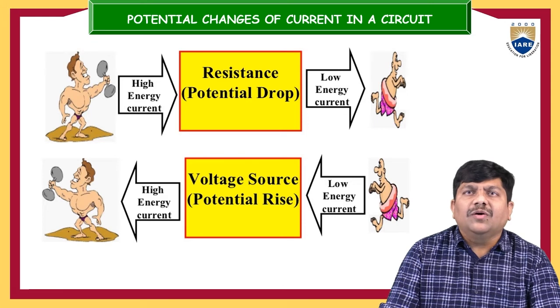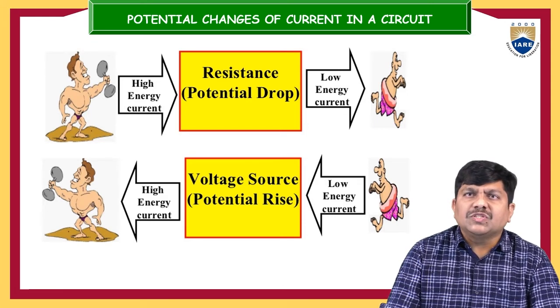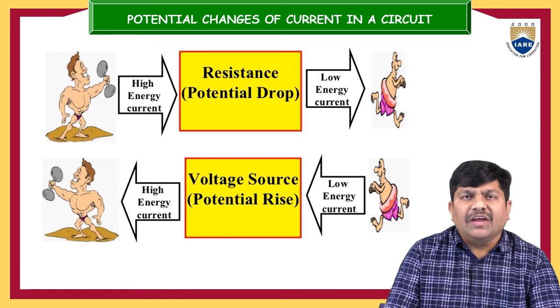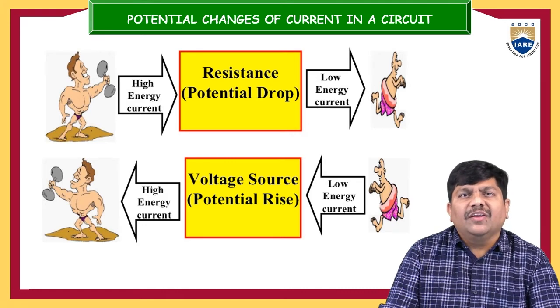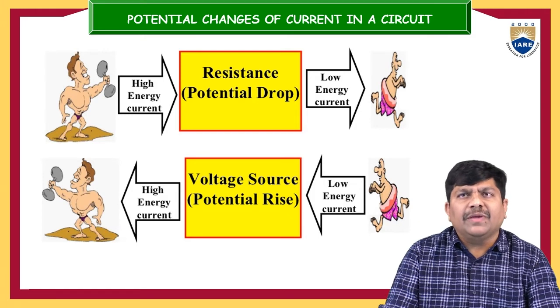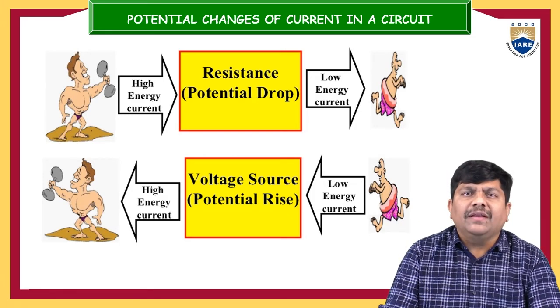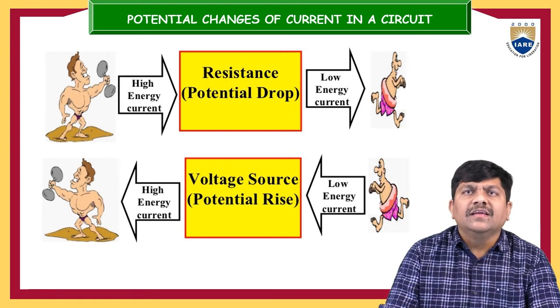Because of the collisions among the free charge particles, there will be a drop in the voltage. The same thing can be seen with the help of this PPT: whenever high energy current is passing through any conductor having a finite amount of resistance, definitely there will be a potential drop or voltage drop. Once the voltage drop has happened in the conductor, this high energy current becomes low energy current.